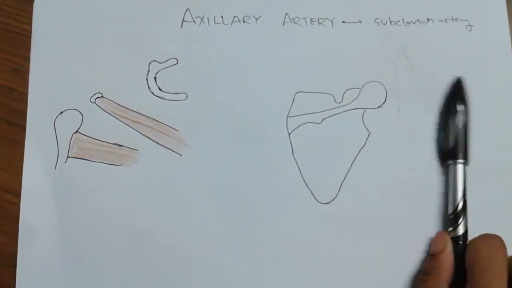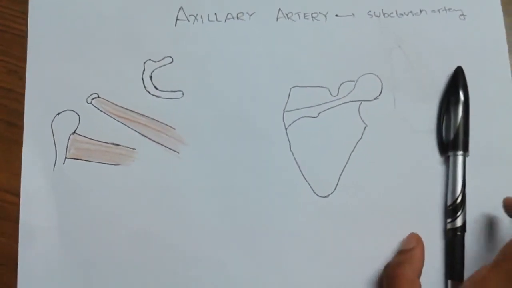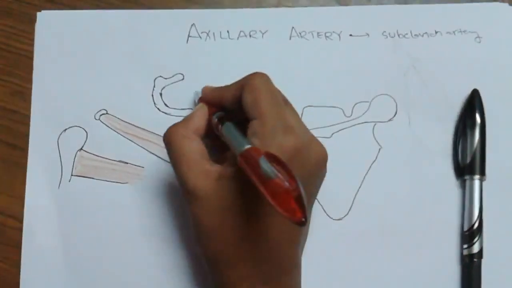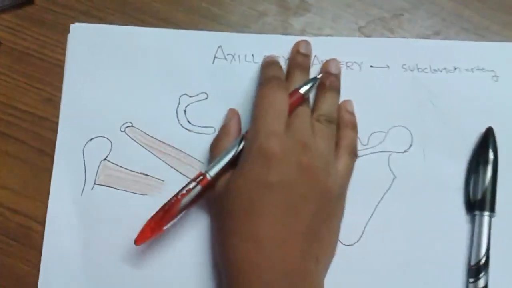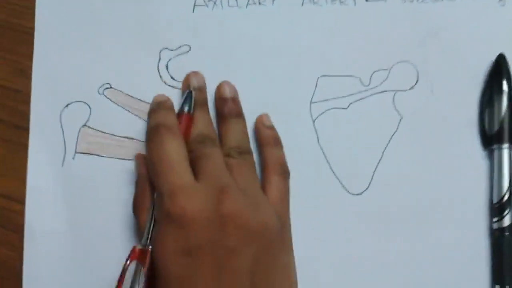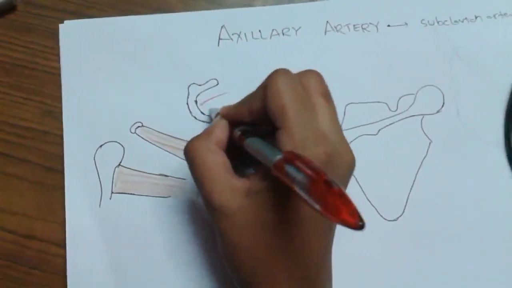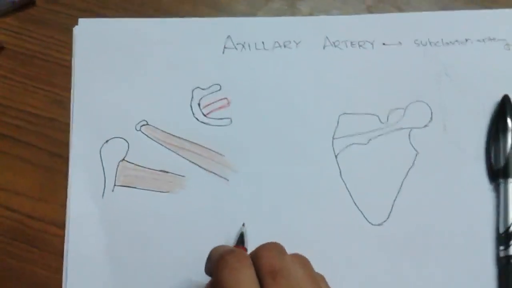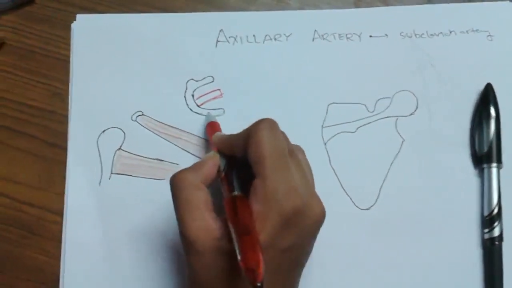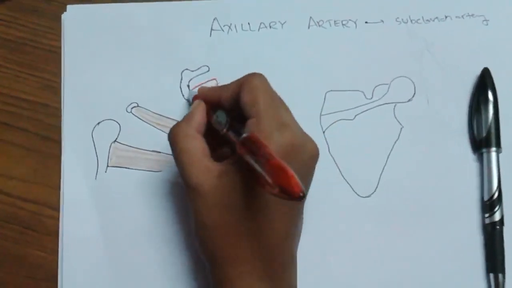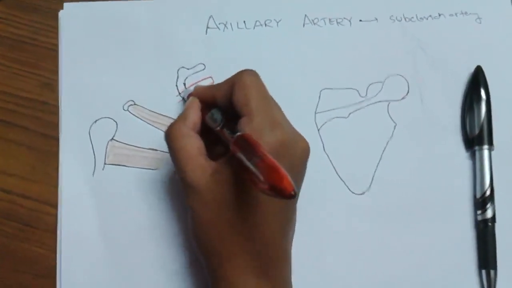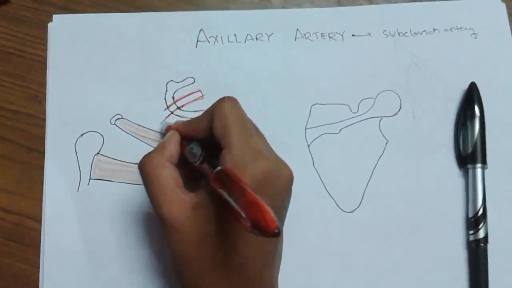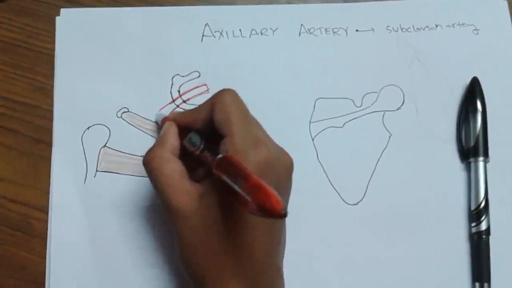This axillary artery passes behind the pectoralis minor. First, let me show you by drawing it. This is the subclavian artery. This thing which you will be seeing here is the subclavian artery. This is the first rib. After crossing the first rib, the subclavian artery becomes the axillary artery. That is, it is a continuation. It's not a branch from the subclavian artery, it's just the continuation of the subclavian artery. So it has formed like this.